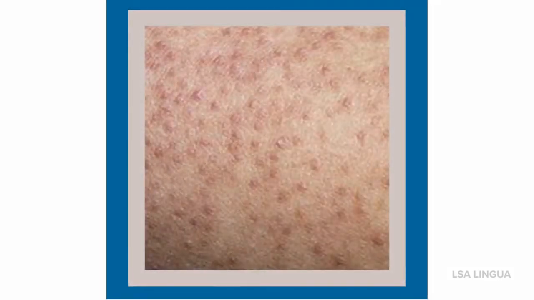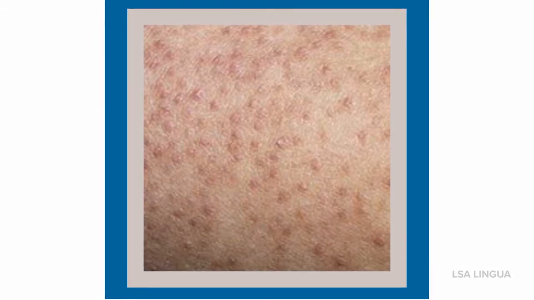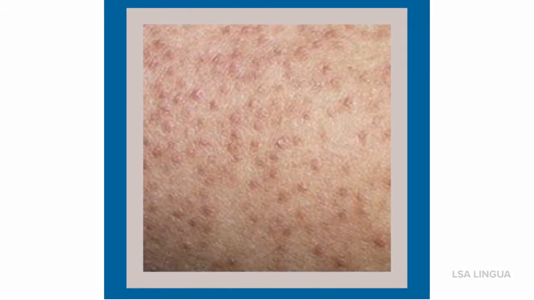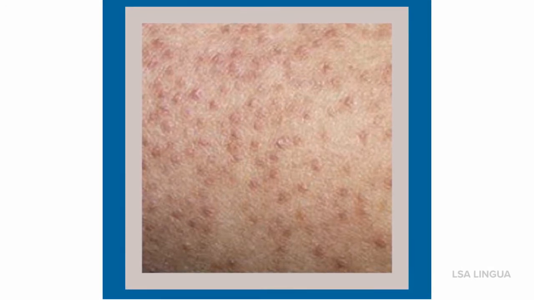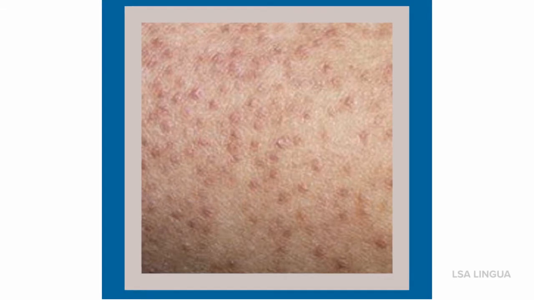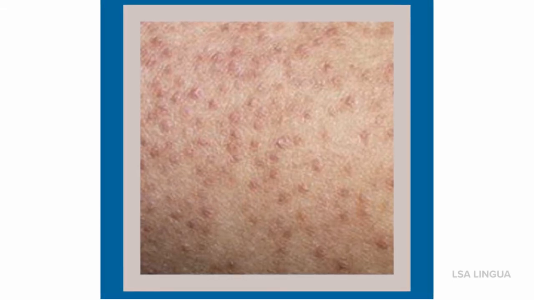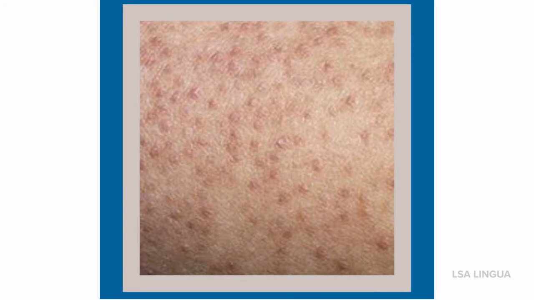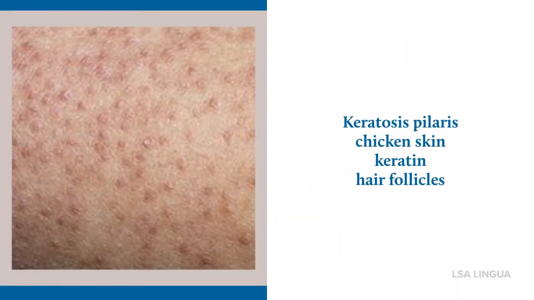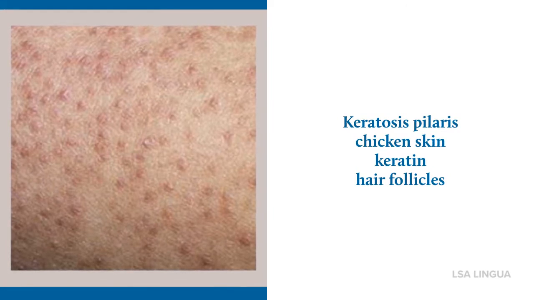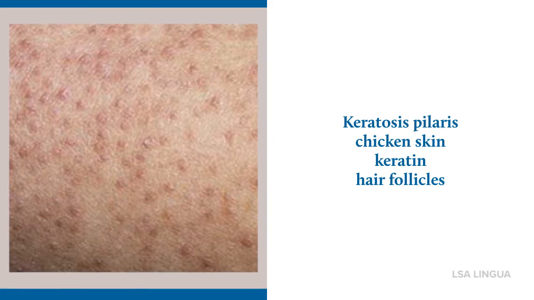Other skin conditions also belong to the family of eczema and ichthyosis according to Hirons, which is keratosis pilaris, also known as chicken skin, which is basically an overproduction of keratin in the hair follicles. Keratosis pilaris, chicken skin, keratin, hair follicles.